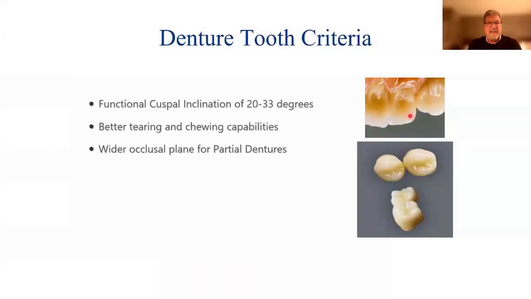We want something with a functional cuspal inclination of about 20 to 33 degrees. If you're using a lingualized occlusion, maybe about 15 degrees. This is going to help with better tearing and chewing capabilities for the patient. A wider occlusal plane on these denture teeth is even better. I see some denture teeth on the market that have a really narrow occlusal plane, and it doesn't look like natural tooth morphology. This is going to help you get the right denture teeth, help that patient function and wear their dentures correctly, and eat correctly also.